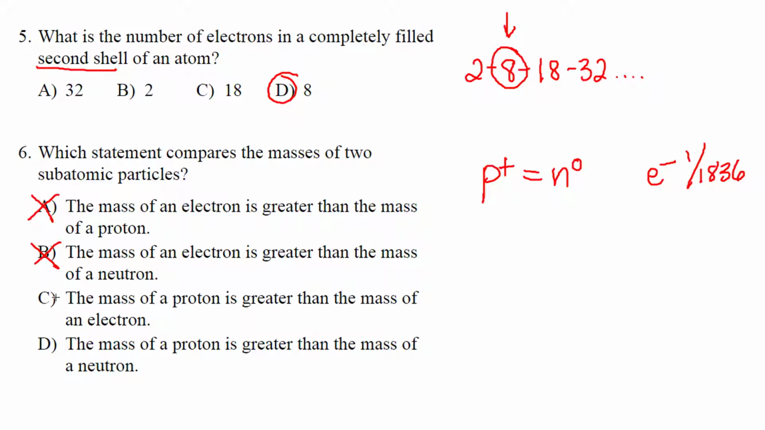We know that is not true. C, the mass of a proton is greater than the mass of an electron. That is certainly possible. And D, the mass of a proton is greater than the mass of a neutron. We know that is untrue because the proton and the neutron masses are equal at exactly 1 AMU.